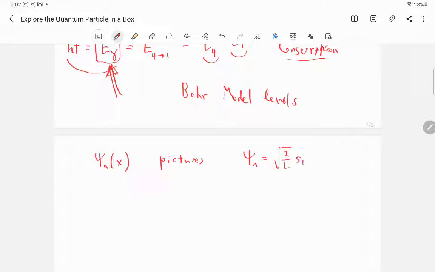And then we get these sine of n pi over L. Those are the k sub n's times x, right? And this is only true for x values between 0 and L. And the psi sub n are actually 0 outside the interval, right? Okay, so what do these functions have to look like?